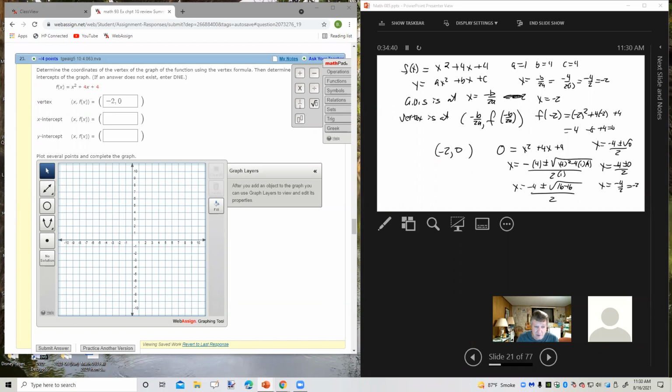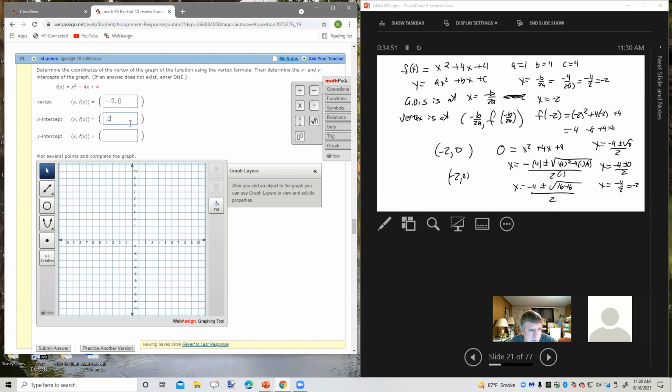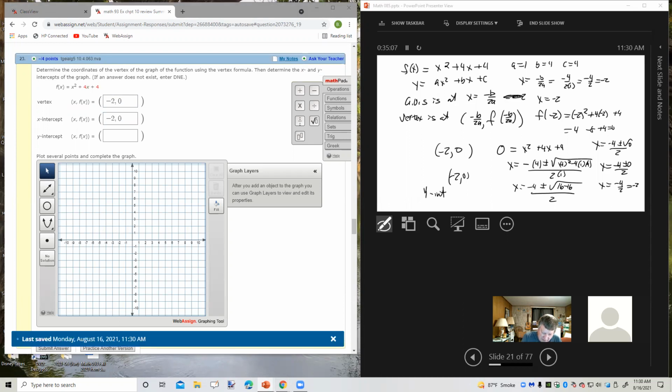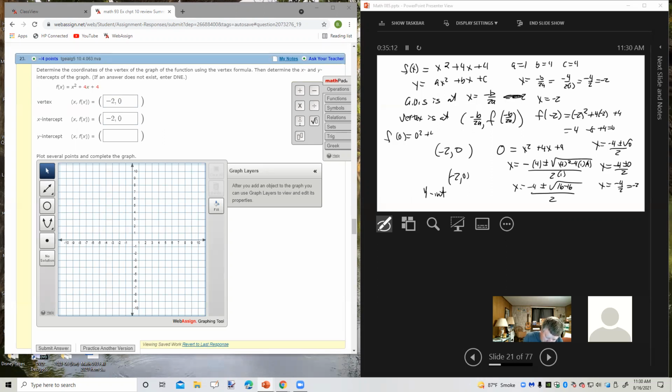Oh, what do you know? The x-intercept is negative 2, 0. Well, that's the same thing as the vertex, isn't it? Negative 2, comma, 0. Why is that? Well, because the vertex lies right on the x-axis, so there's only one x-intercept. How do you find a y-intercept? You set x equal to 0. So f of 0 is going to be what? 0 squared plus 4 times 0 plus 4. It's just c. So it's at 0, 4.